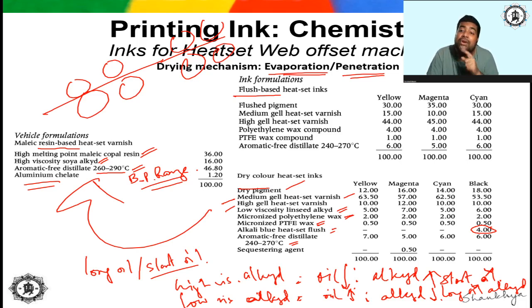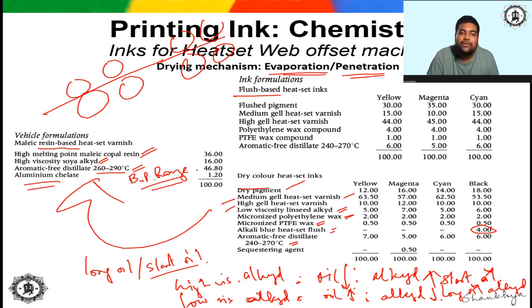In case of your quickset, you will see we are using aromatic free distillates whose boiling range is very high. There you don't need this type of heating mechanism. It will dry primarily through oxidative polymerization. But in case of your heatset web, you need external heat to dry off this solvent component, that's the distillate component. That is why you need to choose a distillate having an optimally set boiling point range, such that a comparatively lower amount of heat can lead to evaporation of that distillate.